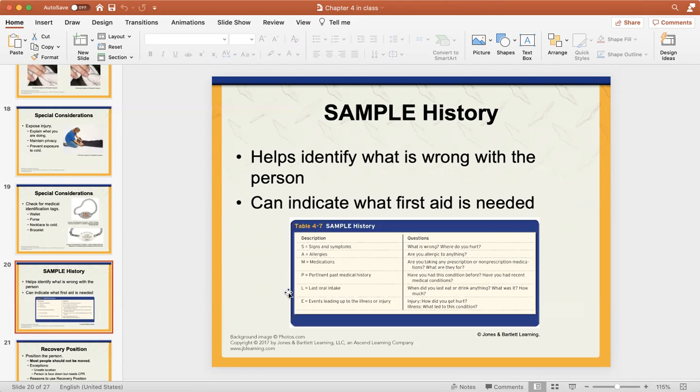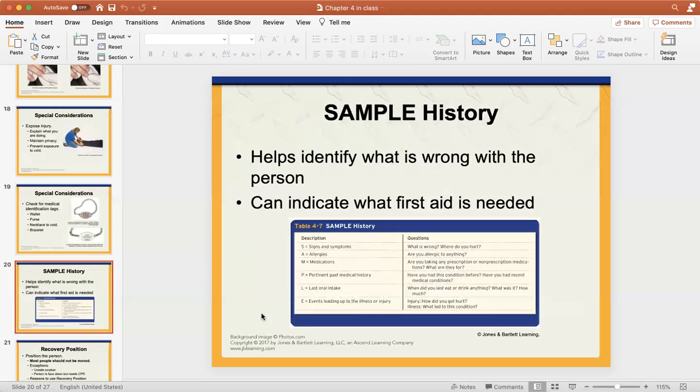L stands for last oral intake. So when did you last eat or drink anything? What was it? How much was it? Maybe they ingested some sort of poison. Maybe they ingested something that they might be allergic to. You need to know what they drank, what they ate, what it was, how much they had, and when they took it.